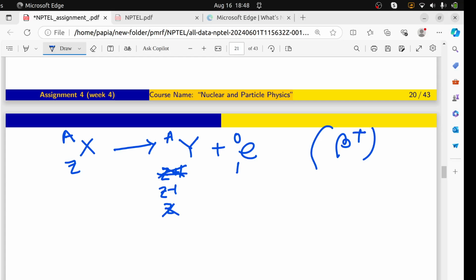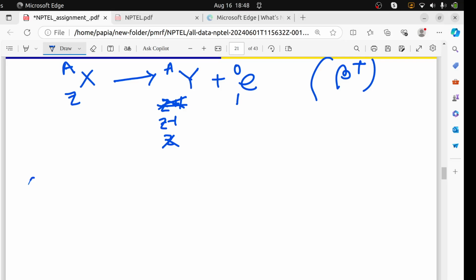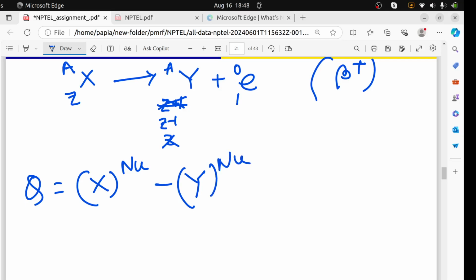Now coming to the Q value calculation. For the Q value calculation, I told you that it is the X nuclear mass minus the Y nuclear mass minus m of e. Now see, electron mass and positron mass are exactly the same. So m of e can be written as the electron mass as well as the positron mass. I have just written it here as m_e.